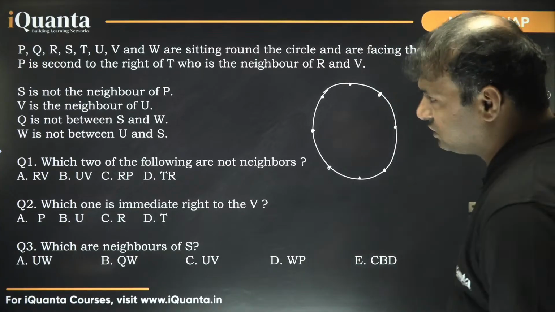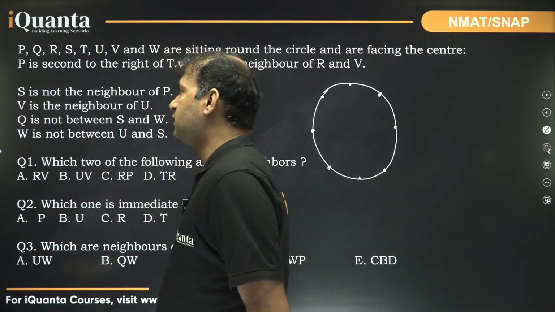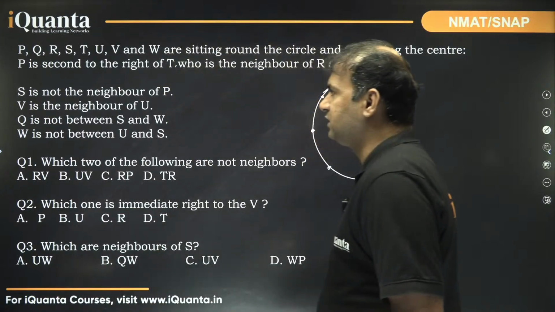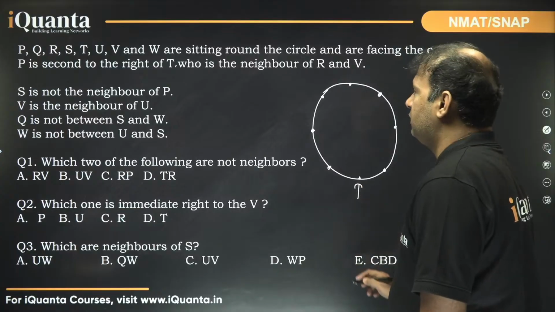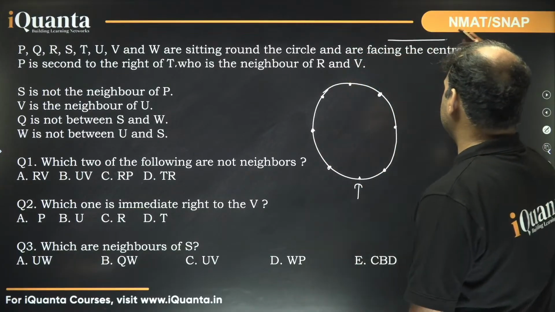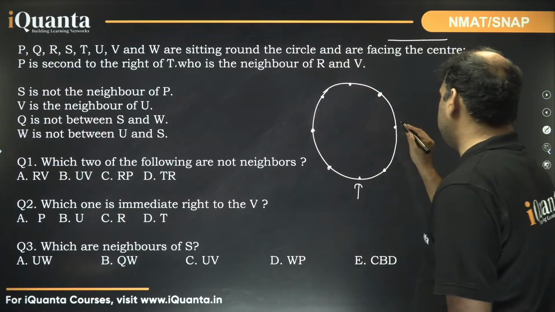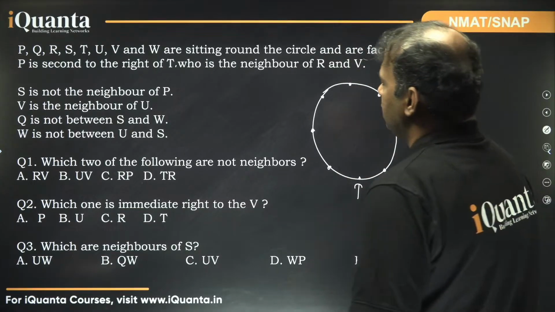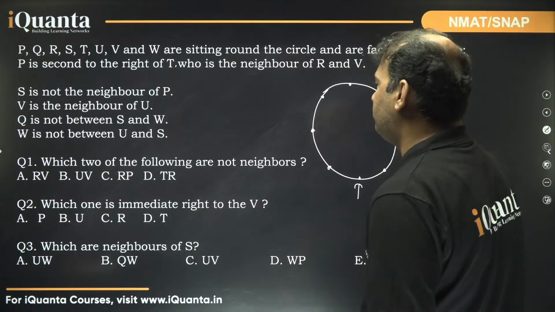So obviously we should start with T, right guys? The best thing can be if we start with T, because we have a lot of people connected with T. So P is second to the right of T, T is here. Obviously everyone is facing the center, so T is facing the center. Second right of T, P must be here, very obvious. Now they are saying that T is a neighbor of R and V.